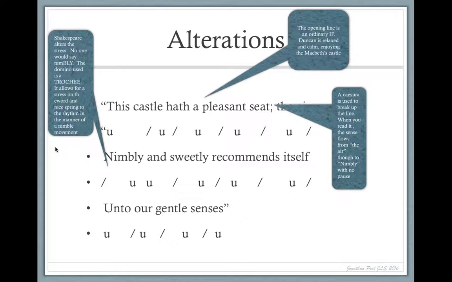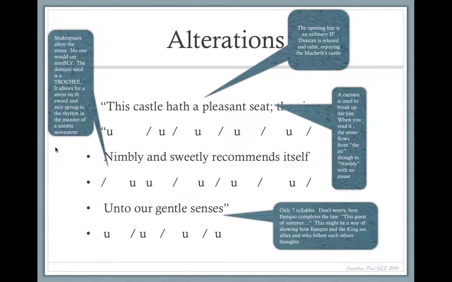Thus, what Shakespeare's done here is used a different domino, or he's turned his iamb domino the other way around, if you like. And this is technically called a trochee. And it allows for a stress on the new word. It also allows for a nice spring to the rhythm. He's saying that the air is nimble and the air is sweet. Nimble, easy moving. And there is a real bounce to "nimbly and sweetly recommends itself." And there's a real sense at the beginning of that line that dum-di-di-dum-di-dum-di-dum is a nimble movement.